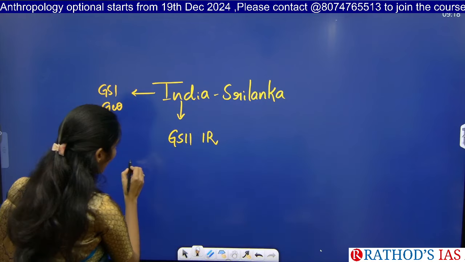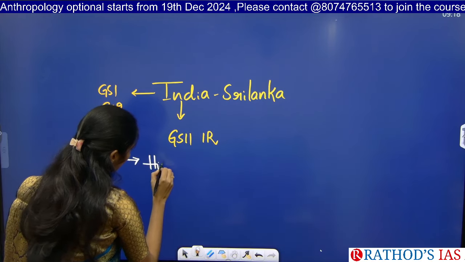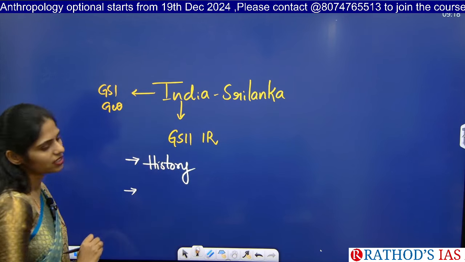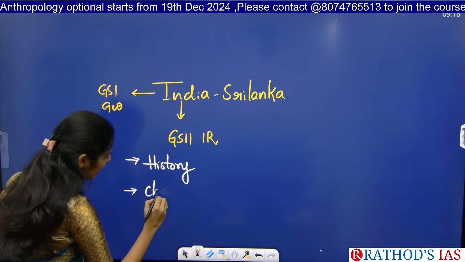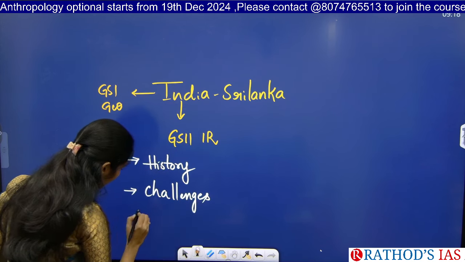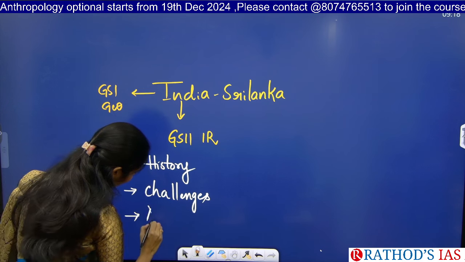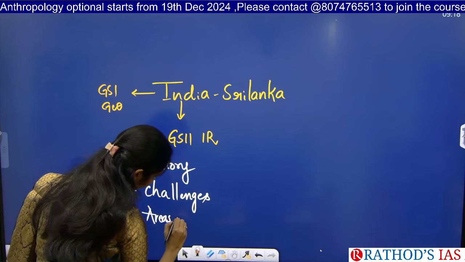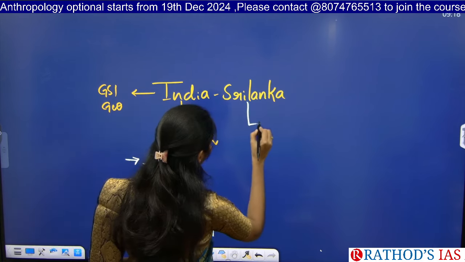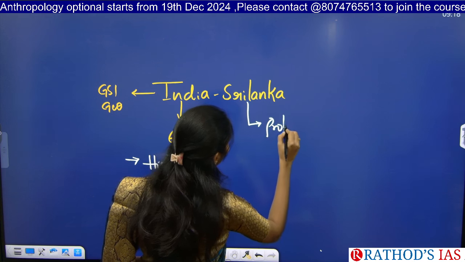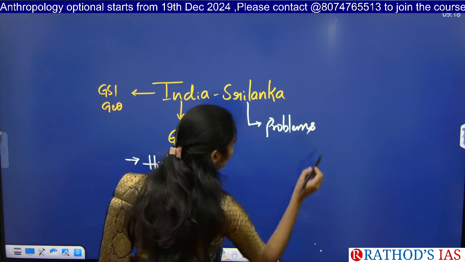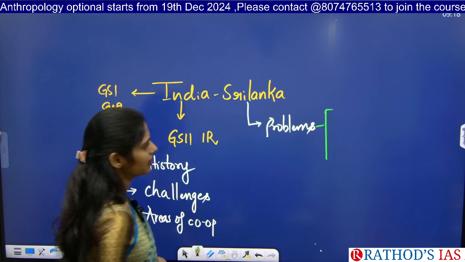So the dimensions you have to see are the history of India-Sri Lanka relations, the challenges between India and Sri Lanka, and areas of cooperation. Even you have to see what are the problems faced by Sri Lanka in the recent past. Tell me, what are the problems faced by Sri Lanka in the recent past?